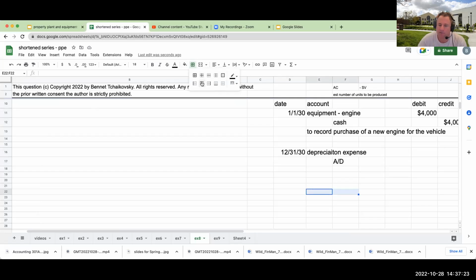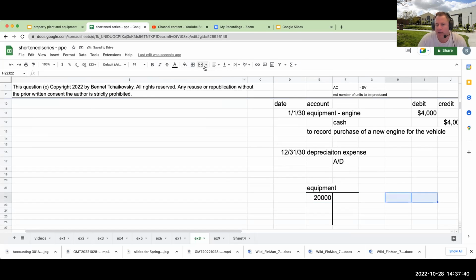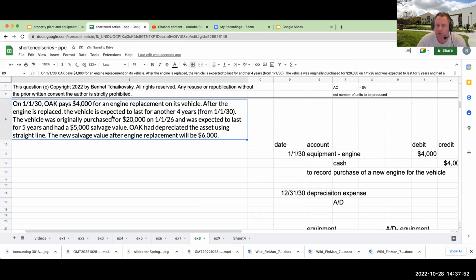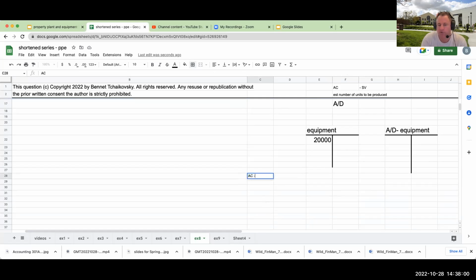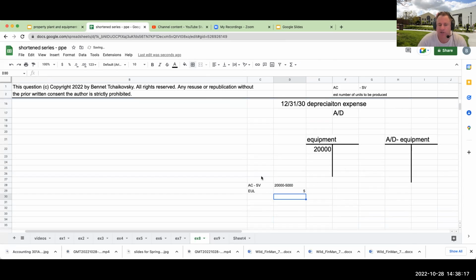When I'm doing a betterment, or if something's happening with a change in the estimated useful life, my equipment originally cost me $20,000. Now my accumulated depreciation: how much was the accumulated depreciation that I took on the vehicle? We used straight line depreciation, so we've got our acquisition cost minus our salvage value divided by the estimated useful life. This is 20,000 minus 5,000 divided by an estimated useful life of 5 years. This is the initial depreciation calculation, not the new one.